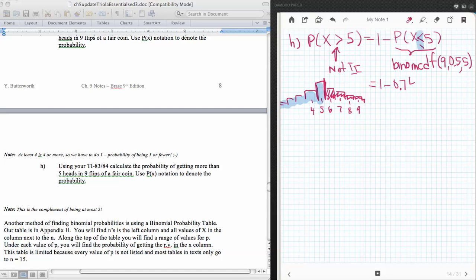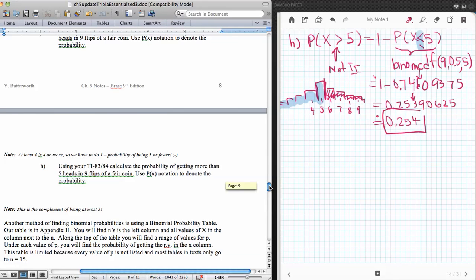And that gives me 0.74609375. Rounding it to 3 decimal points would be right there, but I need to subtract from 1. So that would be 0.25390625, and I can round it to right there. So this is approximately 0.254, and that would be the probability of being greater than 5. That's what I'm looking for, and that wraps up that example. All right, now moving on.